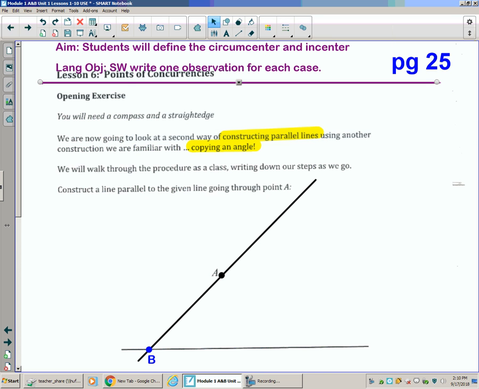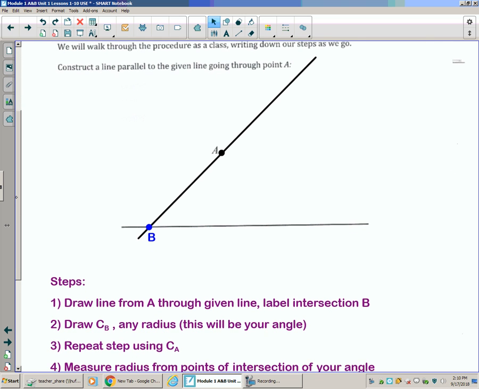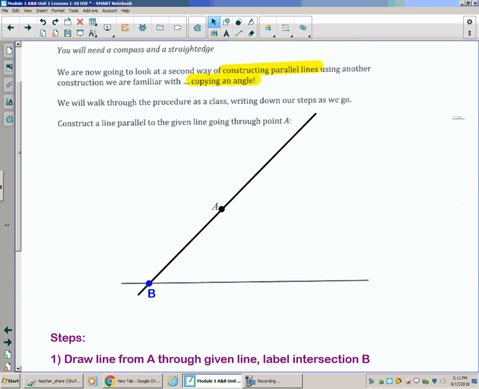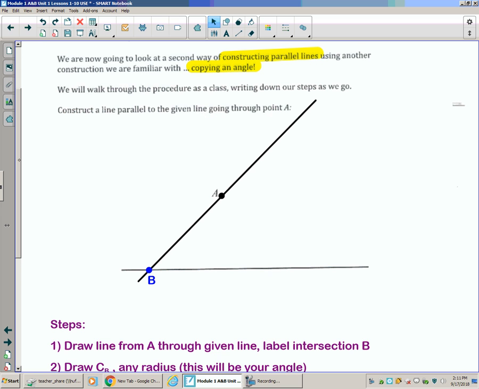This is the video for Lesson 6 in Module 1 called Points of Concurrencies. The opening exercise starts off with a construction that we did in the last lesson about making a parallel line to a given line through a certain point, except in this one, we're going to do it a little bit differently. They want us to make it using the technique of copying an angle.